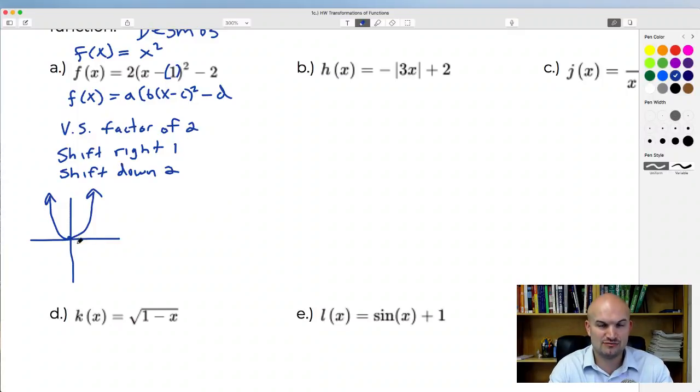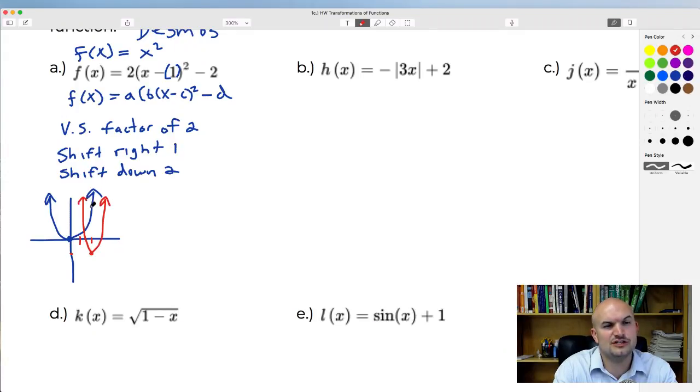And rather than worrying about shifting all the points, the easiest one for a quadratic is just 0, 0. So just shift that point 0, 0 to the right. I'll do that in red. So 1 unit to the right and then 2 units down. And then I'll try to stretch it a little bit too, so it's a little bit skinnier.